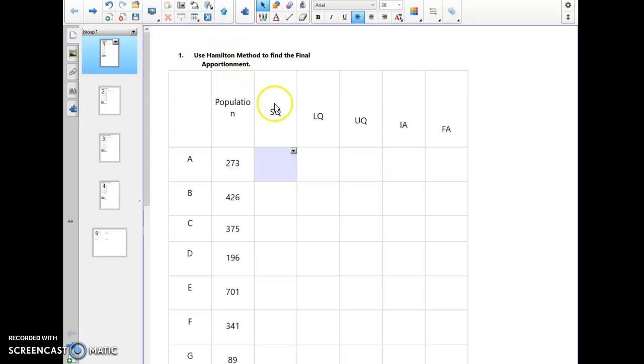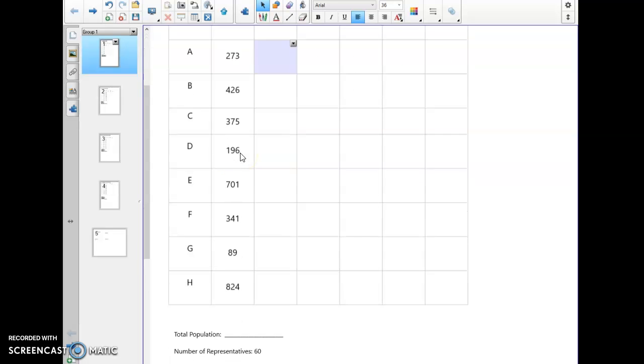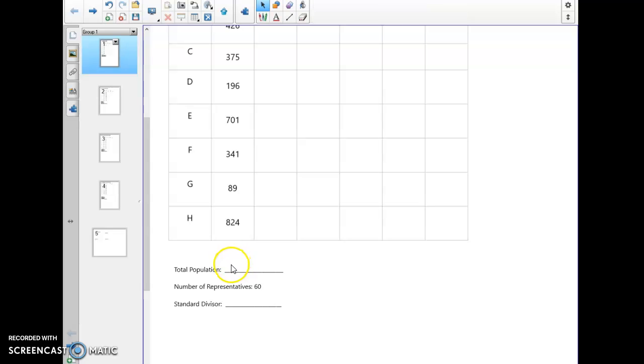Alright guys, so here's the review for your apportionment test. We're only going to have to find the SQ one time. The other times I'm going to give it to you. I've done the calculator work on the side, so you don't need to worry about doing that.